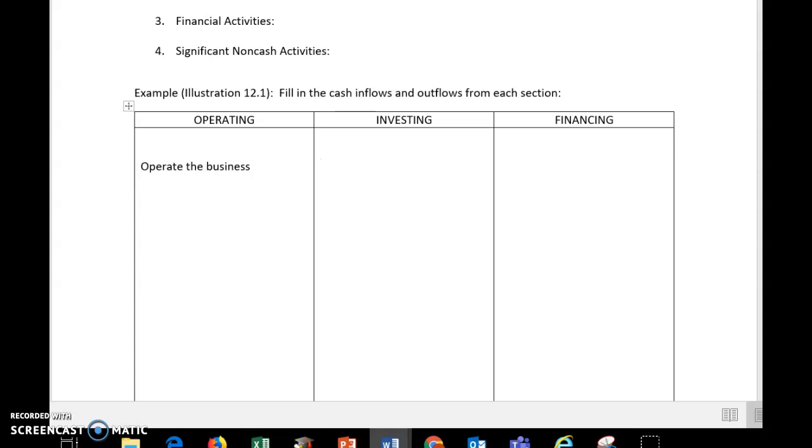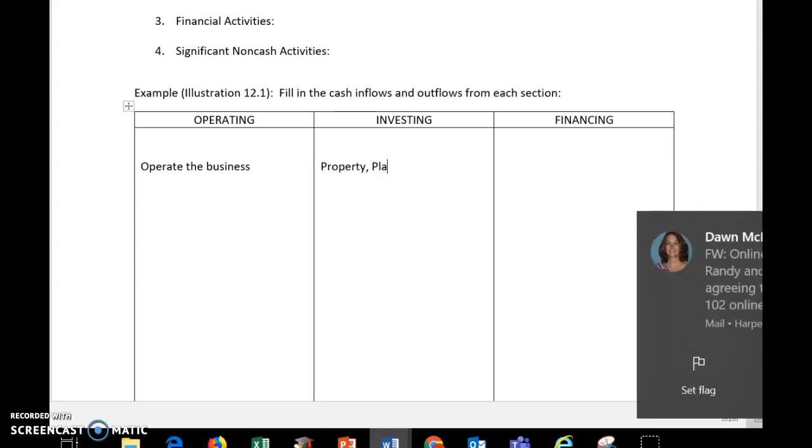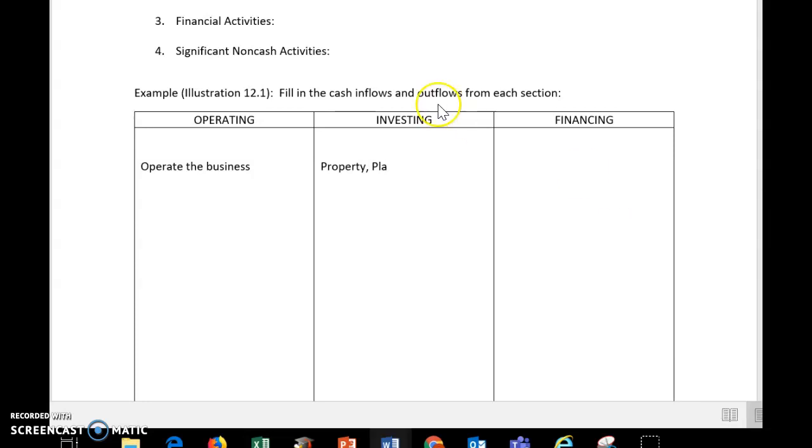Investing, on the other hand, some things to remember about investing are property, plant, and equipment. The property, plant, and equipment are one of the most common areas in the investing section. We are also looking at any other long-term assets, but this is one that's missed often.